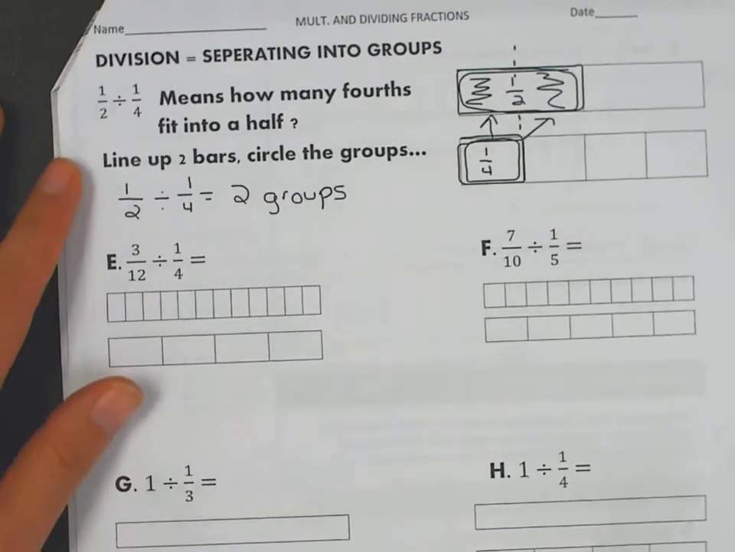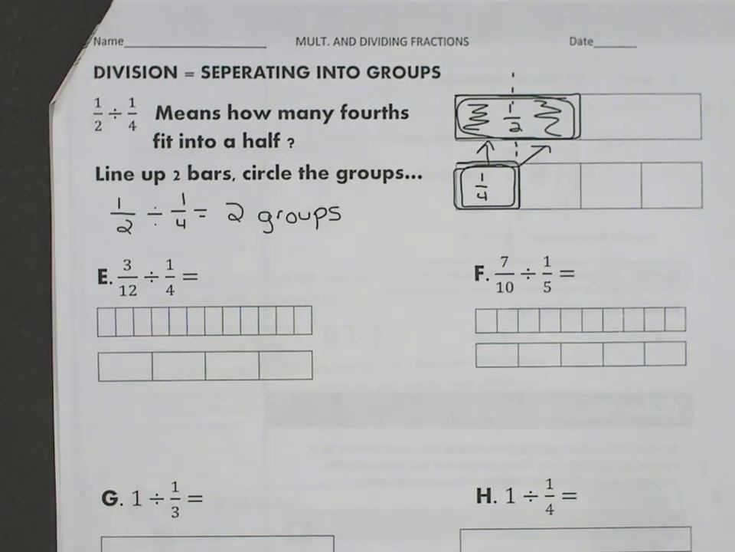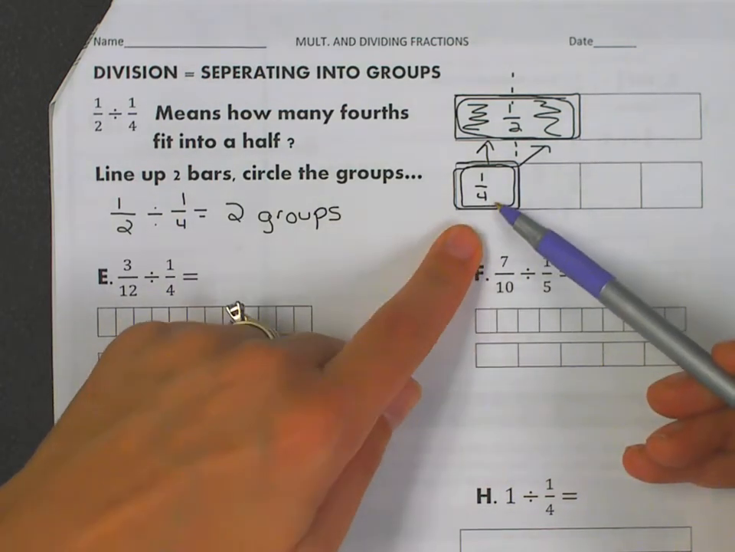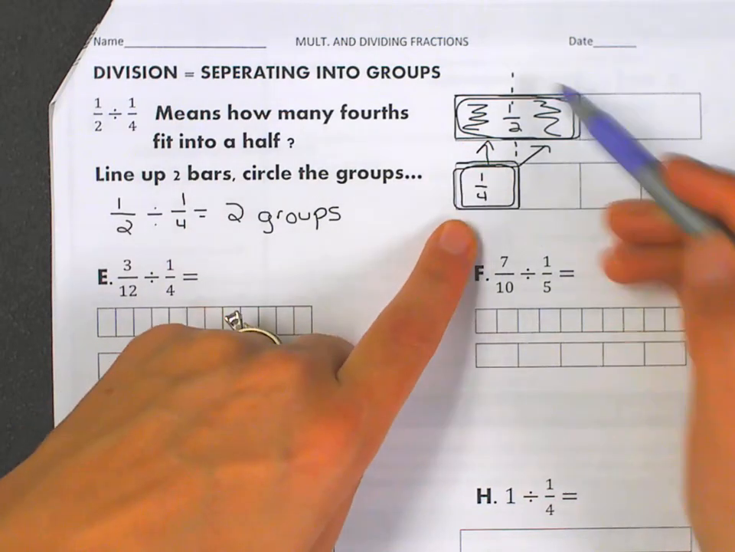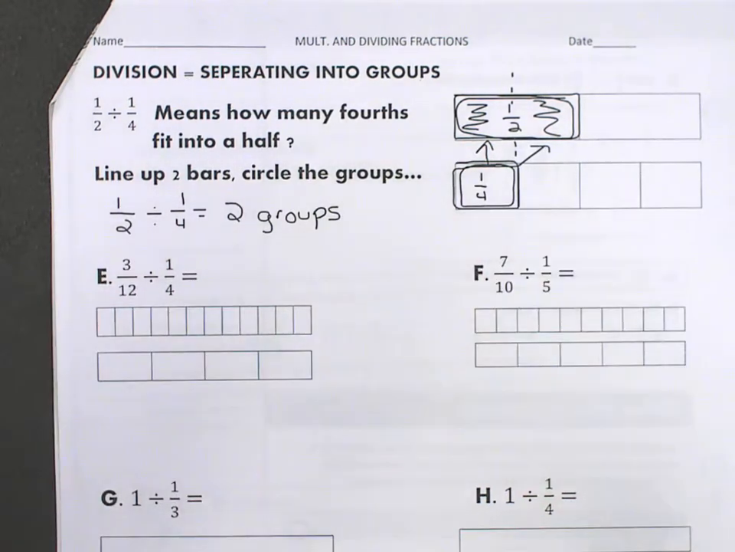They'll be in the answer key. And we're going to move to division. Division is separating something into groups, so the picture will not look the same. It's how many of something fits into something else. How many 1/4 fit into a half? I can fit 2 of them in there. That's why the answer is 2 groups.